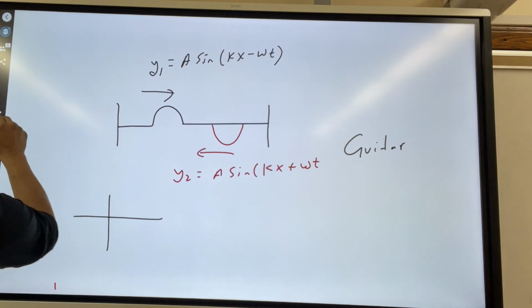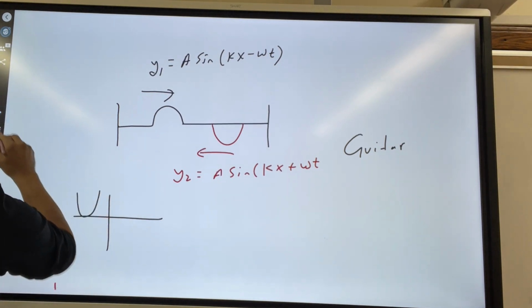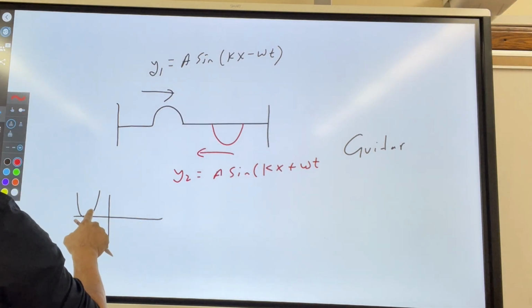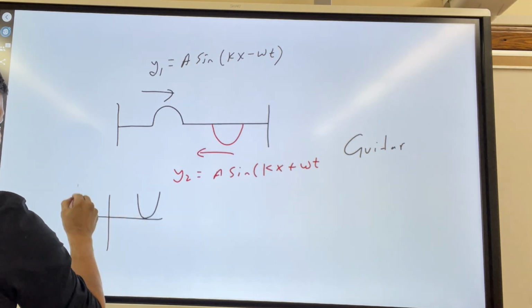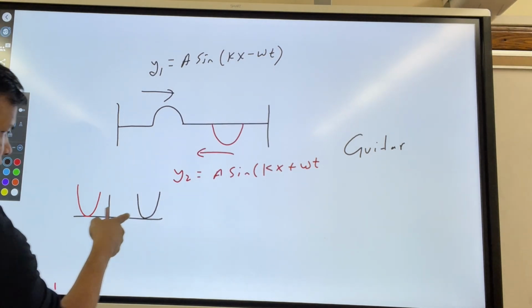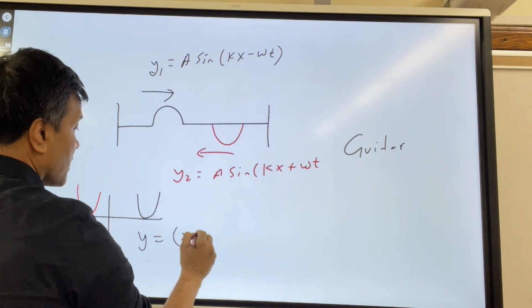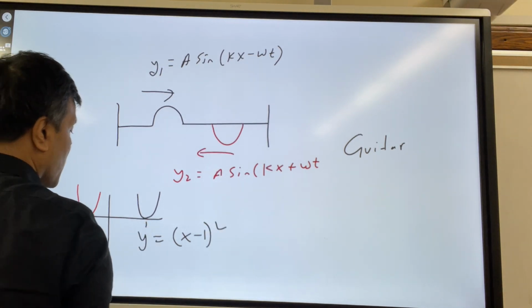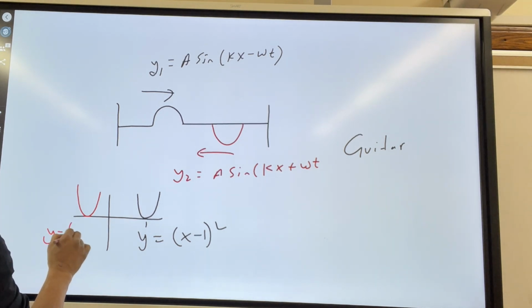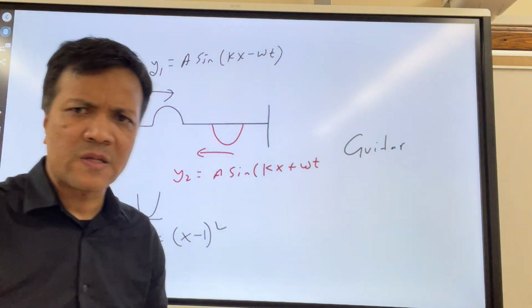For example, if I draw x, draw this and this, right? Draw this one over here and this one over here. How can I write the equation for this one? The equation for this one is going to be similar to this. y equals (x minus 1) squared. This is 1. y equals (x plus 1) squared, meaning this is minus 1. Okay, so this works just like algebra.